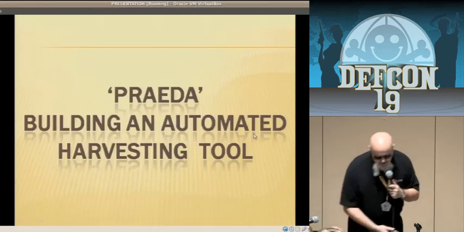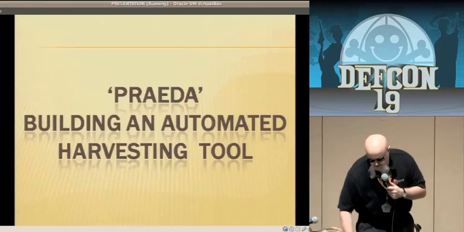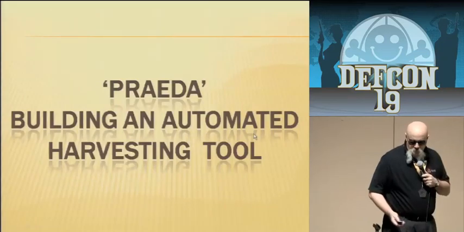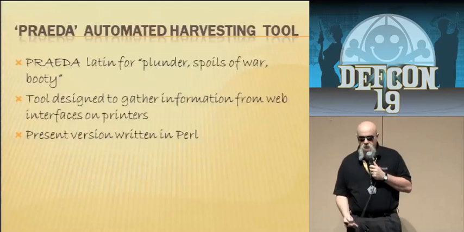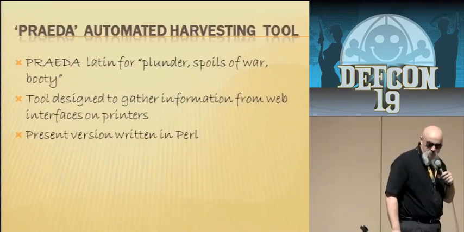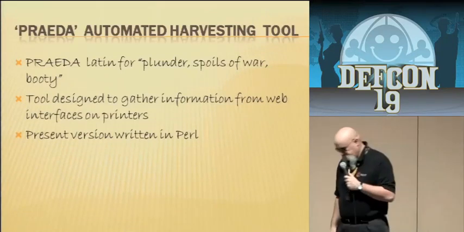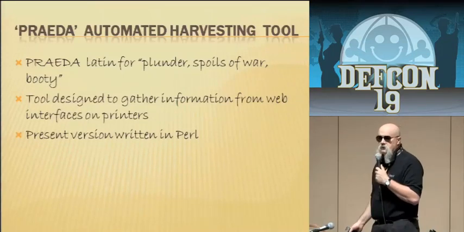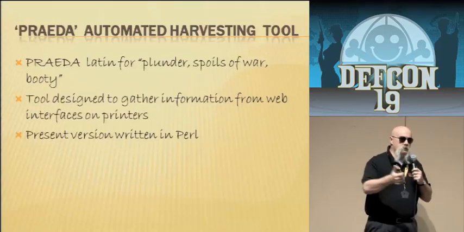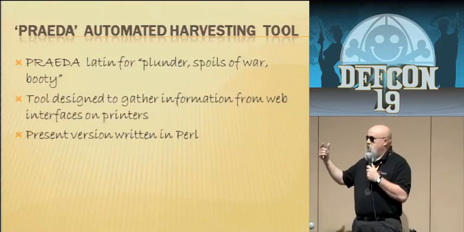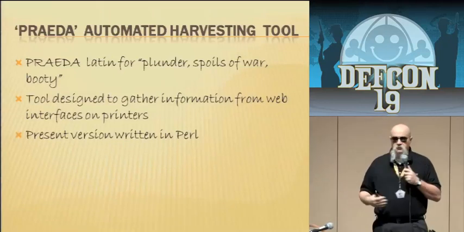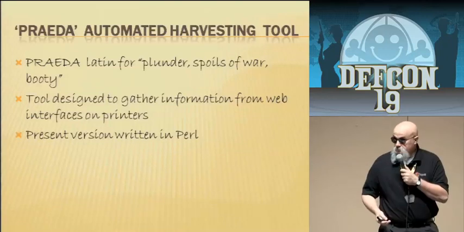Okay, the next thing we want to move into is the tool. We started developing this tool a while back, and it's called Pwnd. Pwnd is Latin for plunder, spoils of war, booty, thief. And that's what its purpose is. Its purpose is to go to typically the web interfaces on your multifunction printers using weak passwords, vulnerabilities, and whatever other methods we can put together to strip this data that can be used to attack other key systems within your environment.